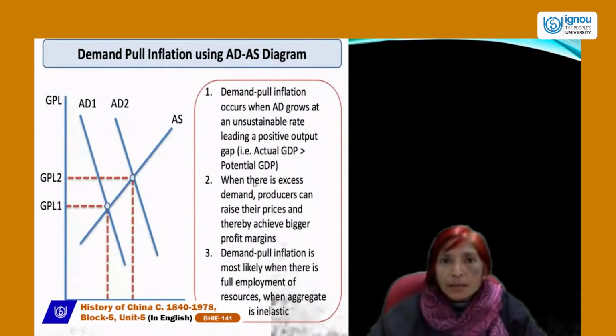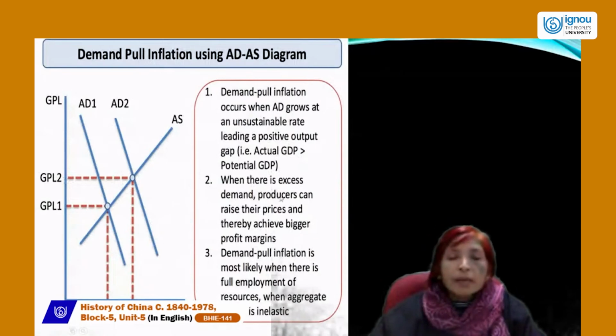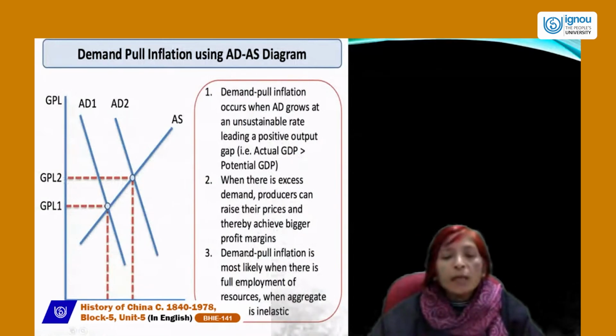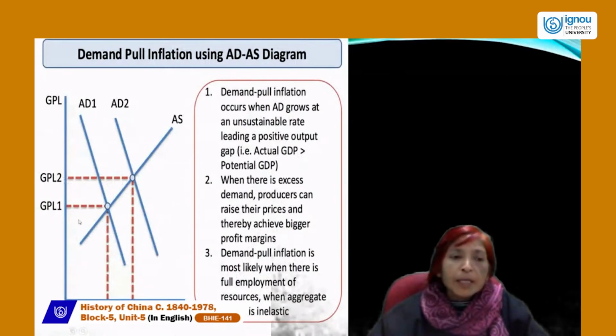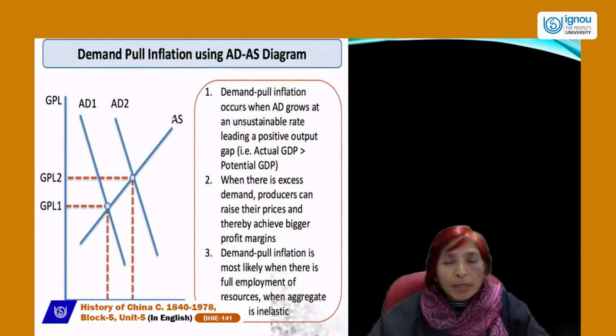And second, when there is excess demand, producers can raise their prices and thereby achieve bigger profit margins. And third, demand pull inflation is most likely when there is full employment of resources, when aggregate supply is inelastic. Here the supply curve is upward sloping. But if aggregate supply remains constant or inelastic, in that situation, only price will rise due to rise in aggregate demand. Income level or output level will not increase.